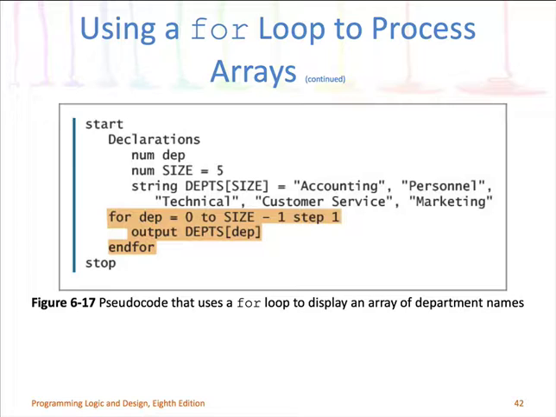So in this case, the department loop control variable would go 0, 1, 2, 3, 4. And for each of those values, it would output the corresponding department name. So you can see how short that is and how easy that is to follow just by reading it. You could probably show this to somebody who's not a programmer type, and they could probably make a very reasonable guess as to what this pseudocode was trying to accomplish.